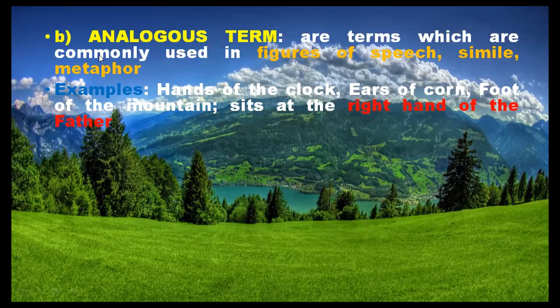At the foot of the mountain. This mountain, what a beautiful mountain. The mountain doesn't really have a foot or two feet. And when we recite the Apostles' Creed, we say, Jesus sat at the right hand of the Father. So, how can the Father have a right hand? Because He is spirit, not physical like us who have a right hand. So, these are figurative terms or analogous terms. So, if you are poetic, oftentimes you use analogous terms. You say, my love for you is like a red rose.